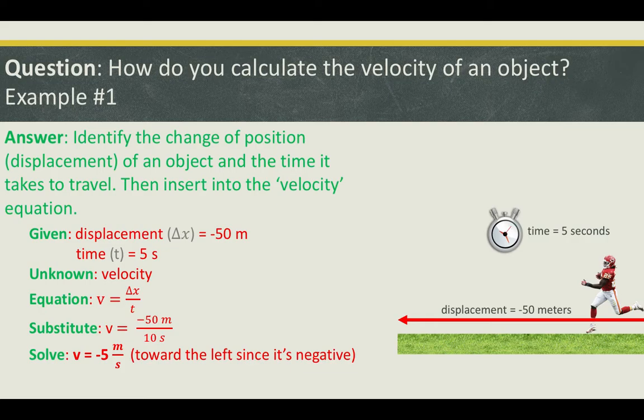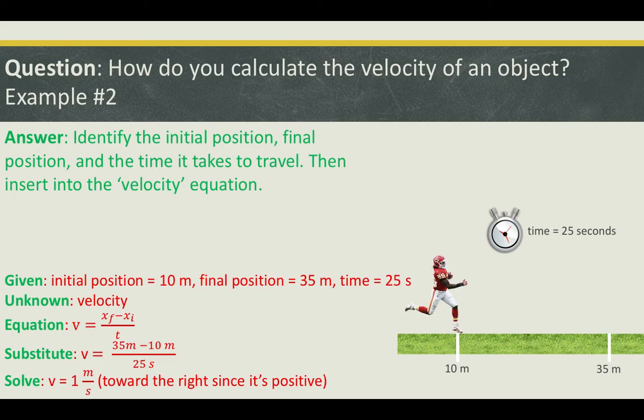So how do we calculate velocity? If we know displacement and time, then we simply put it into the fraction and divide. So once we know displacement, in this case the displacement of this football player is negative 50 meters, and that displacement happens in 10 seconds. So negative 50 meters divided by 10 seconds means the velocity of this player is negative 5 meters per second since he's moving toward the left.